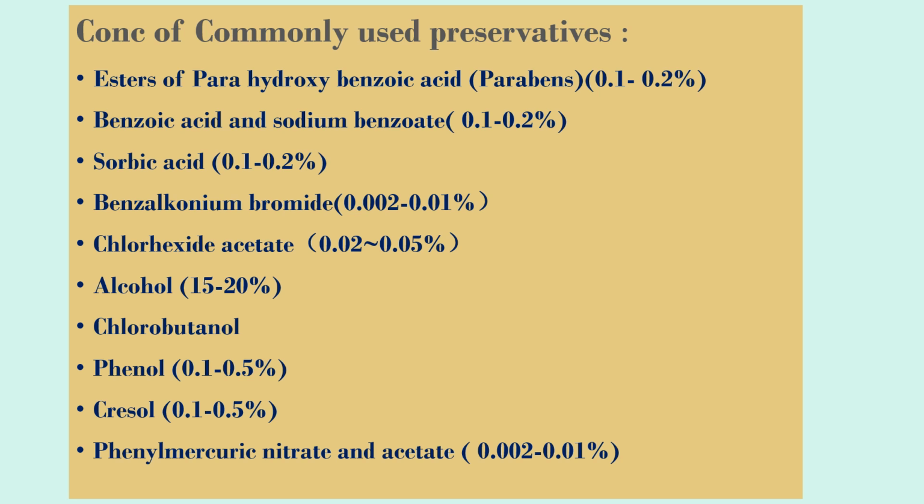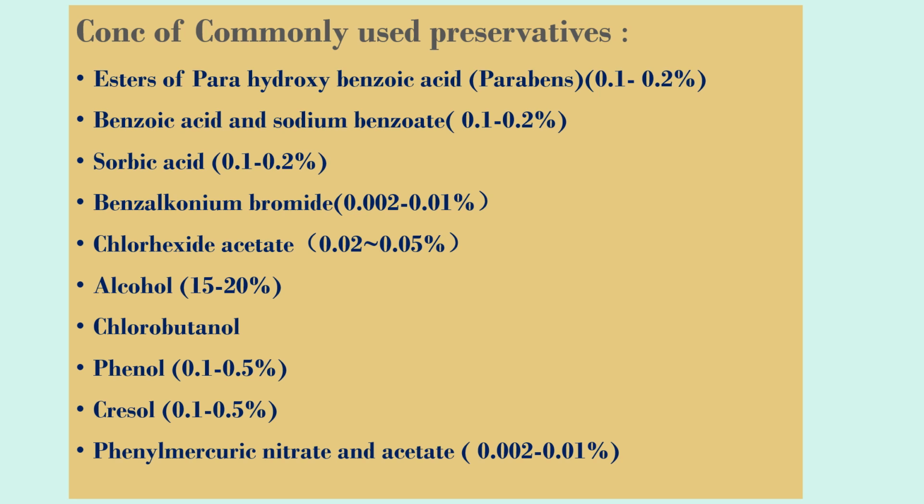Okay, now at what concentration are these compounds used? This is very much important, because if you increase the concentration then it becomes toxic, so its level should be minimum. Look, in the case of esters of para-hydroxybenzoic acid like parabens, 0.1 to 0.2%, benzoic acid and sodium benzoate 0.1 to 0.2%, sorbic acid also 0.1 to 0.2%, benzalkonium bromide 0.002 to 0.01 percent of your total compound. If it's 100 grams, see how much less quantity of these things are used.